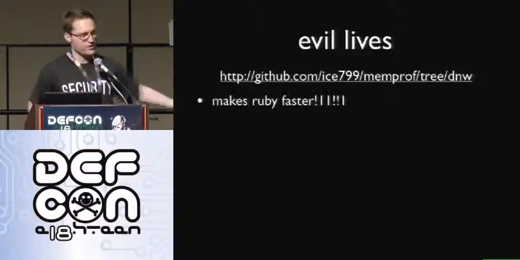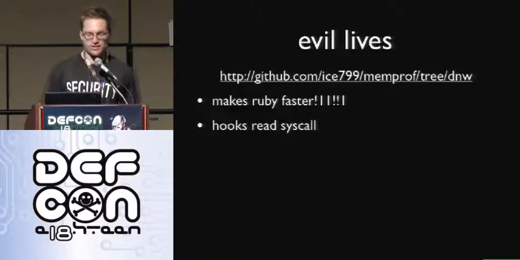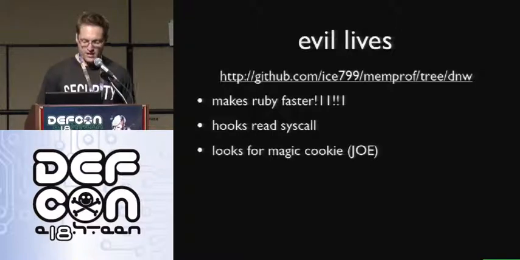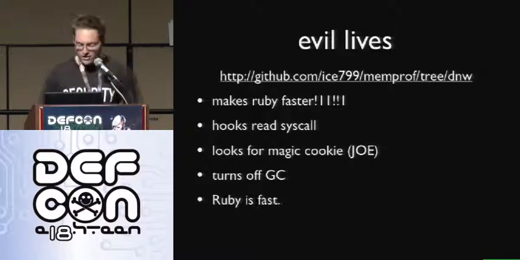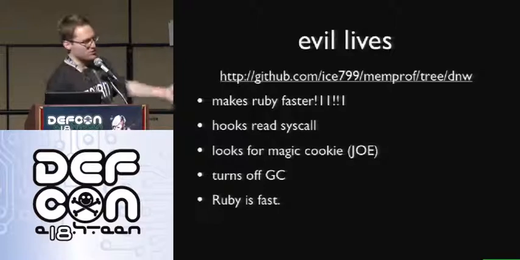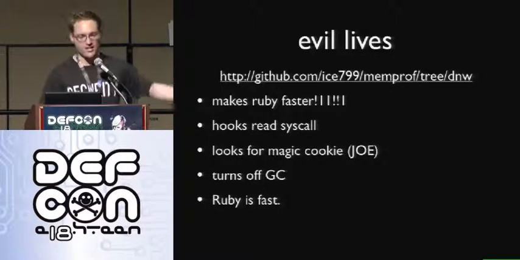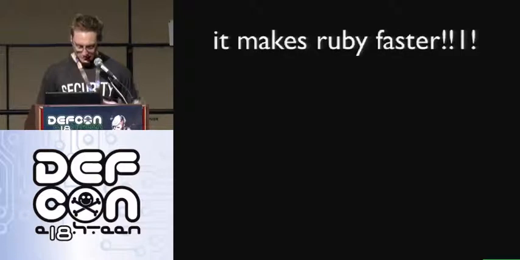And the way that I would social engineer somebody to use this is I would say, hey bro, this makes Ruby faster. And it does make Ruby faster, because what it does is it hooks the read system call. It looks for a magic cookie. In this case, the magic cookie is just my name, Joe. And then it just disables the garbage collector. The result is Ruby is fast. But it is now a time bomb, right? Eventually it'll eat all the RAM on your system and your system will melt down.